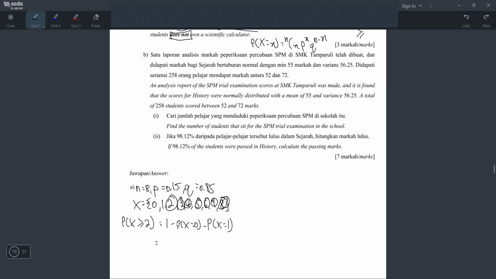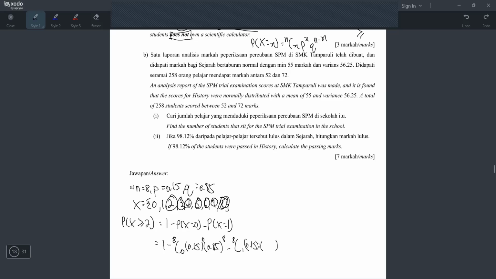Okay, so 1 minus P(X=0) will be 8C0, P power, Q power. P is 0.15, Q is 0.85. The power here will be the same as the number down here, which is 0. The 8 minus 0 is 8. Done. The next one, 8C1, because X is 1.